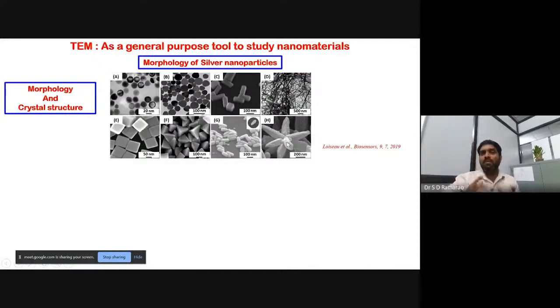So it means the same silver nanoparticles you can make with different morphologies, just by tuning your synthesis protocol. Whether you change the pH value, or the initial reagents, or the solvent, you can tune the morphology of the silver nanoparticles. And again the question is why we want to tune this morphology. The answer is the same. When you are tuning the morphology, you are trying to increase the surface area of the particles.